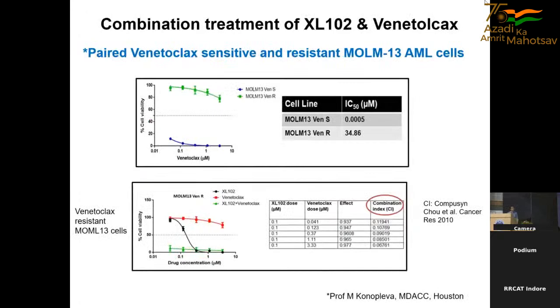Then we got some excellent models of venetoclax-sensitive and resistant cells from MD Anderson Center. In the venetoclax-sensitive cells, the IC50 of venetoclax was 0.005, while the resistant cells were truly resistant. When we used this venetoclax-resistant model and did the combination study using XL102 of Origin with venetoclax, we found a very synergistic effect with venetoclax, even at a very low concentration.